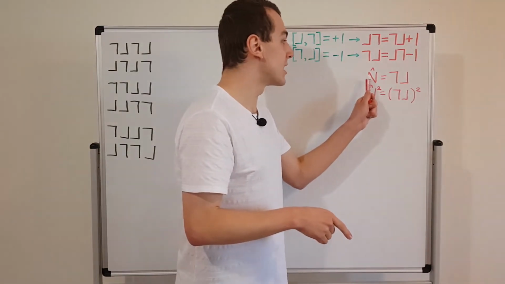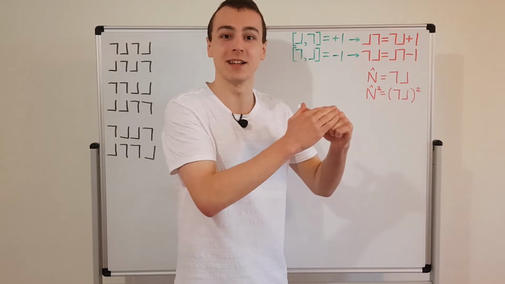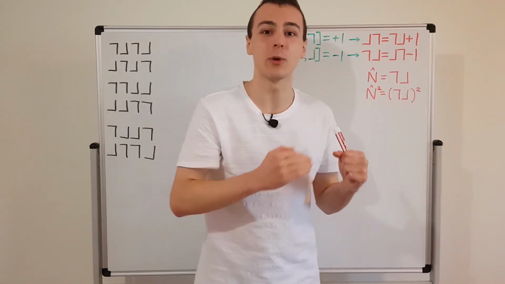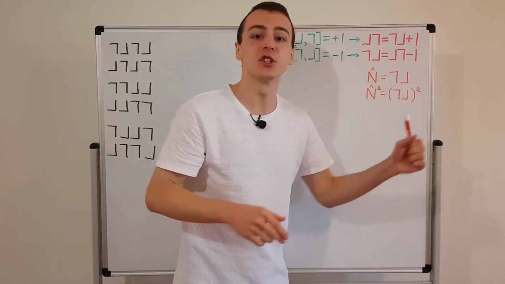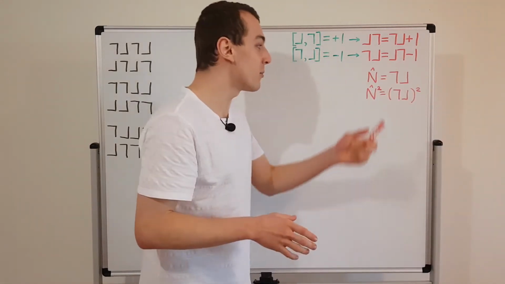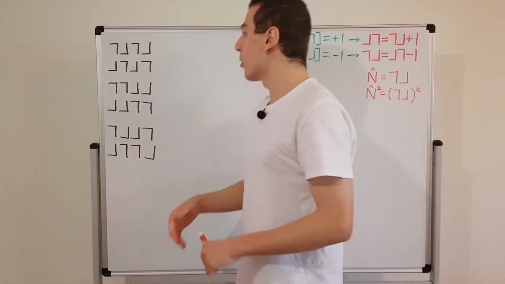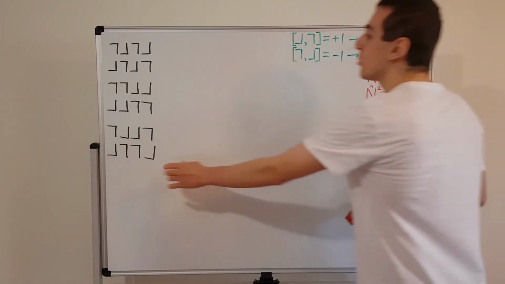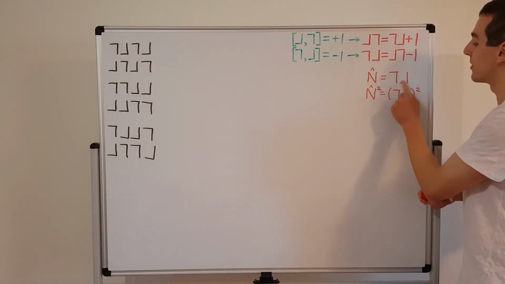If you act with the number operator on a state, you get how many quanta are in that state, how many excitations above the ground state you have. And if you act with the number operator squared, you get the square of that eigenvalue. So those eigenvalues of the number operator tell us how many excitations we have. Now, what we're going to do is rearrange these, and put them into a form that consists of these terms.